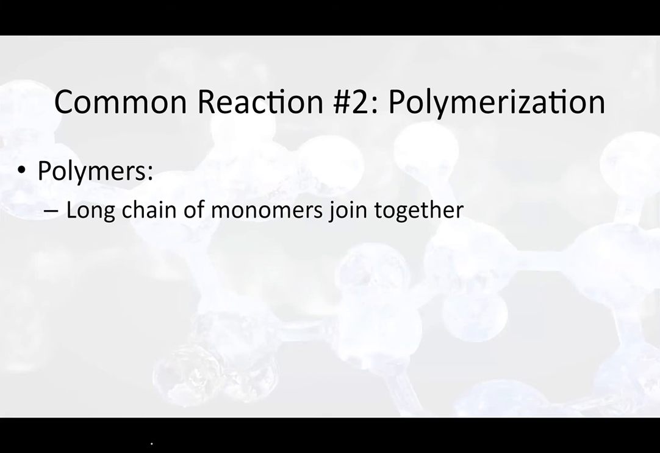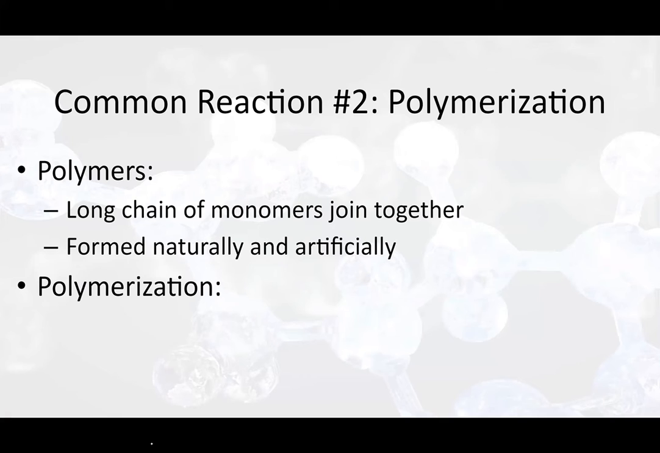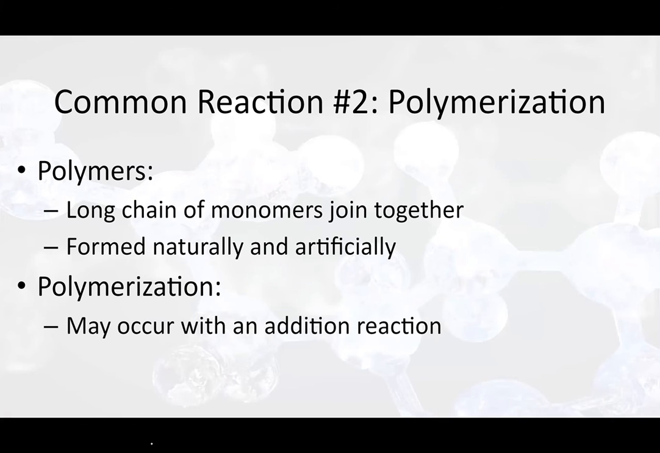So we can form long chains of monomers together, and they can either be formed naturally or artificially. So natural would be cotton. That's a good example of that one. Artificially would be like nylon. So two different fabric things there that we can think about. But again, polymers and plastics and all of those things are around us all over the place. So polymerization is the reaction that happens when we're forming polymers and sometimes occurs with an addition reaction.